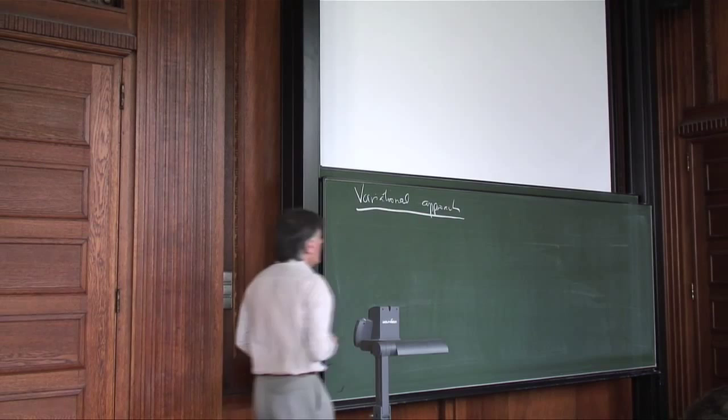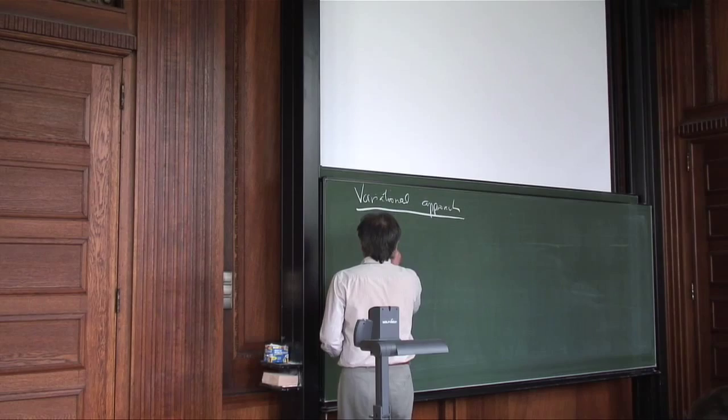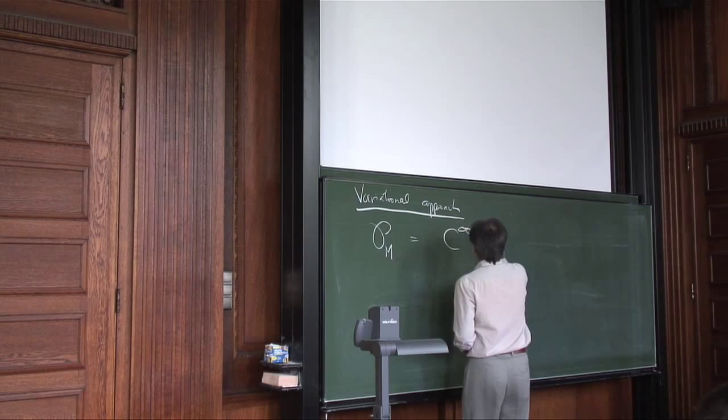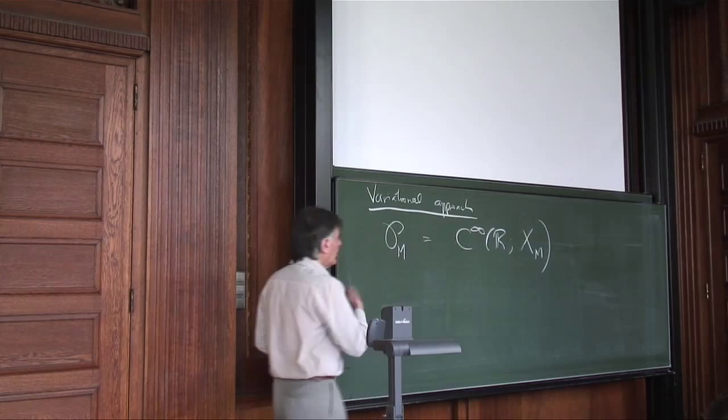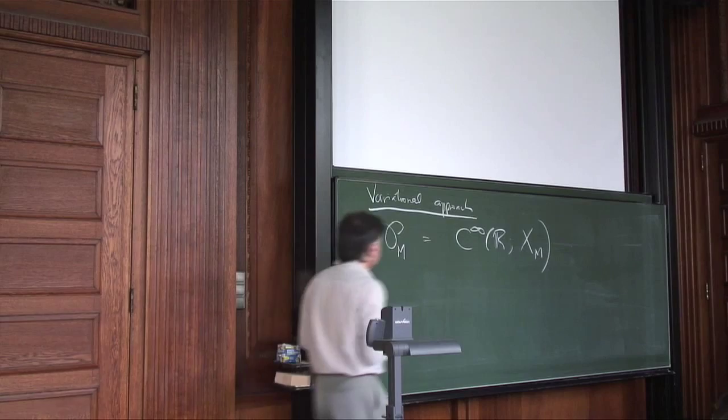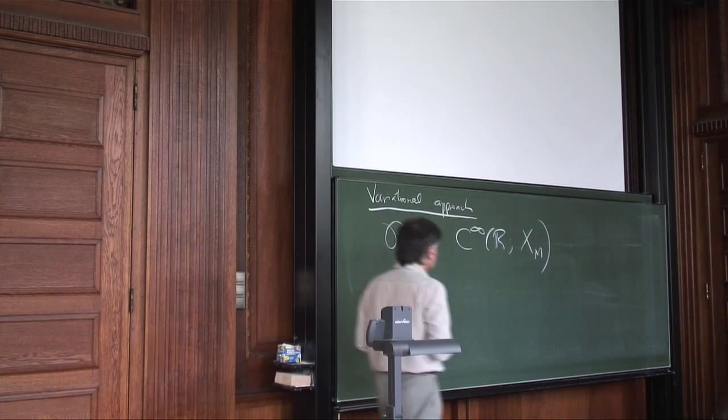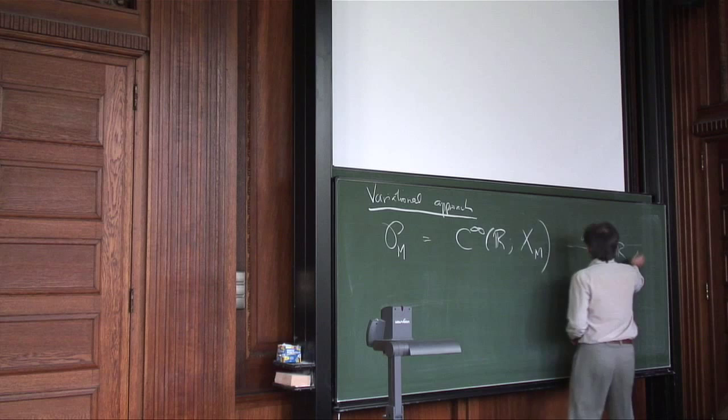In the variational approach, one introduced the paths, the C infinity maps, the trajectories in this configuration space, not necessarily obeying any physical laws. And then one said that there was some action functional. Well, that's a little bit too crude, so I'll be a little bit more precise.